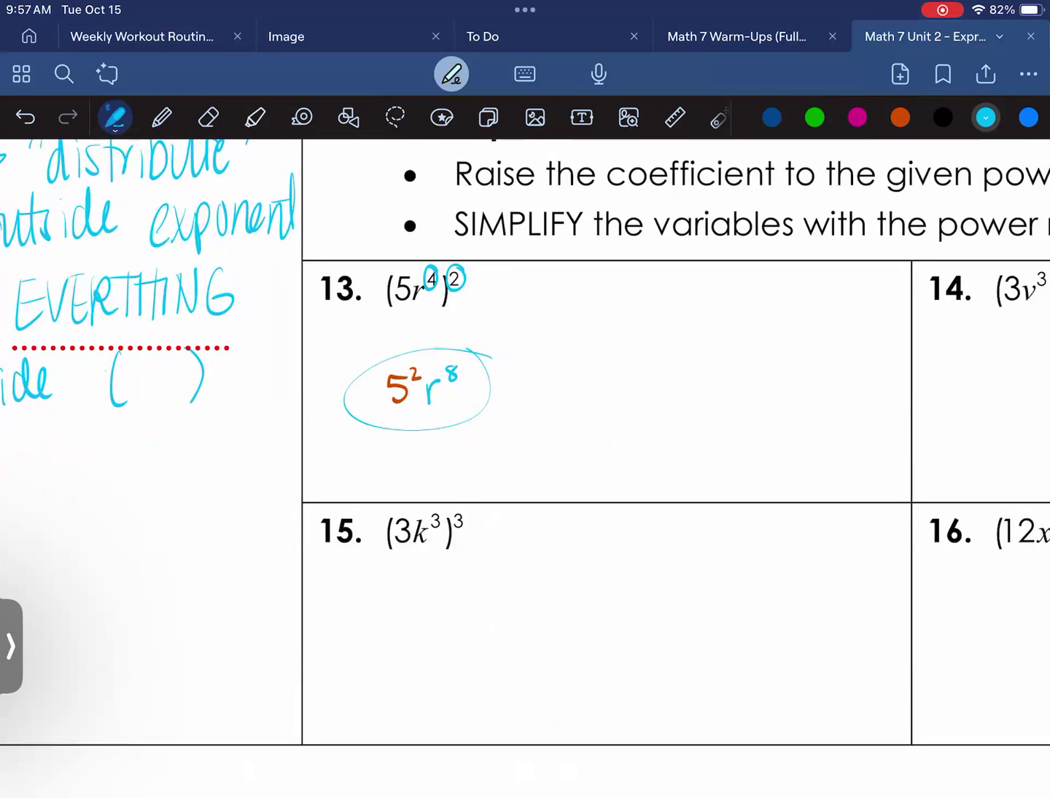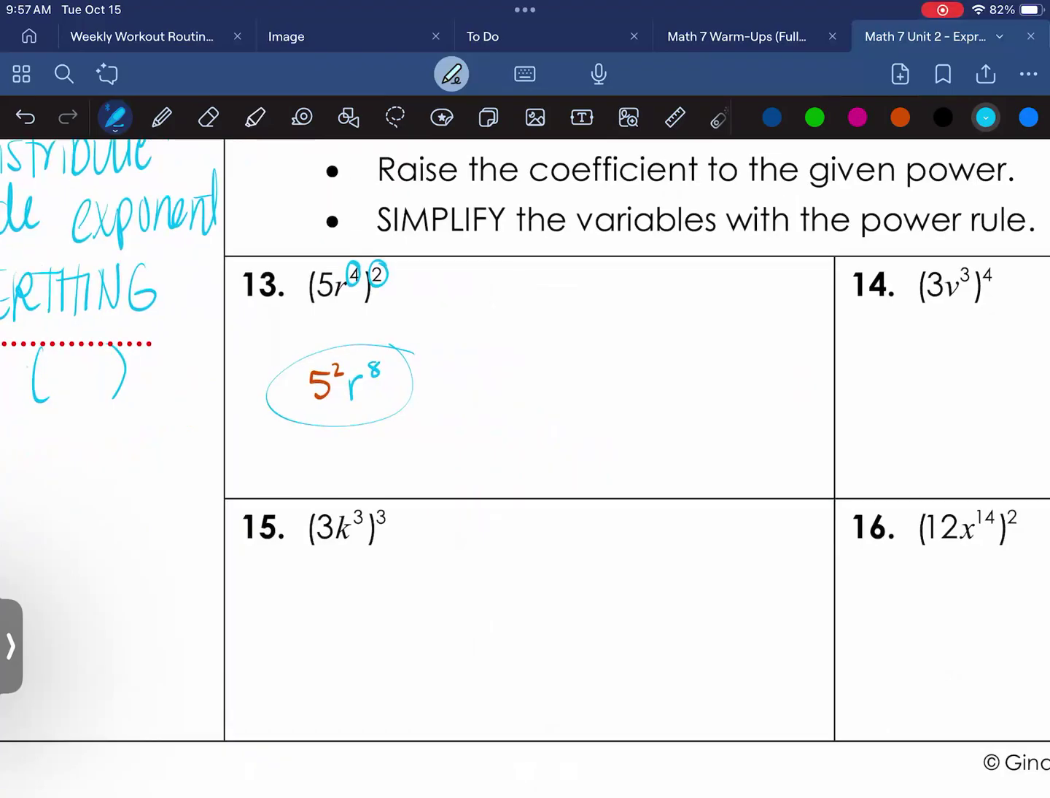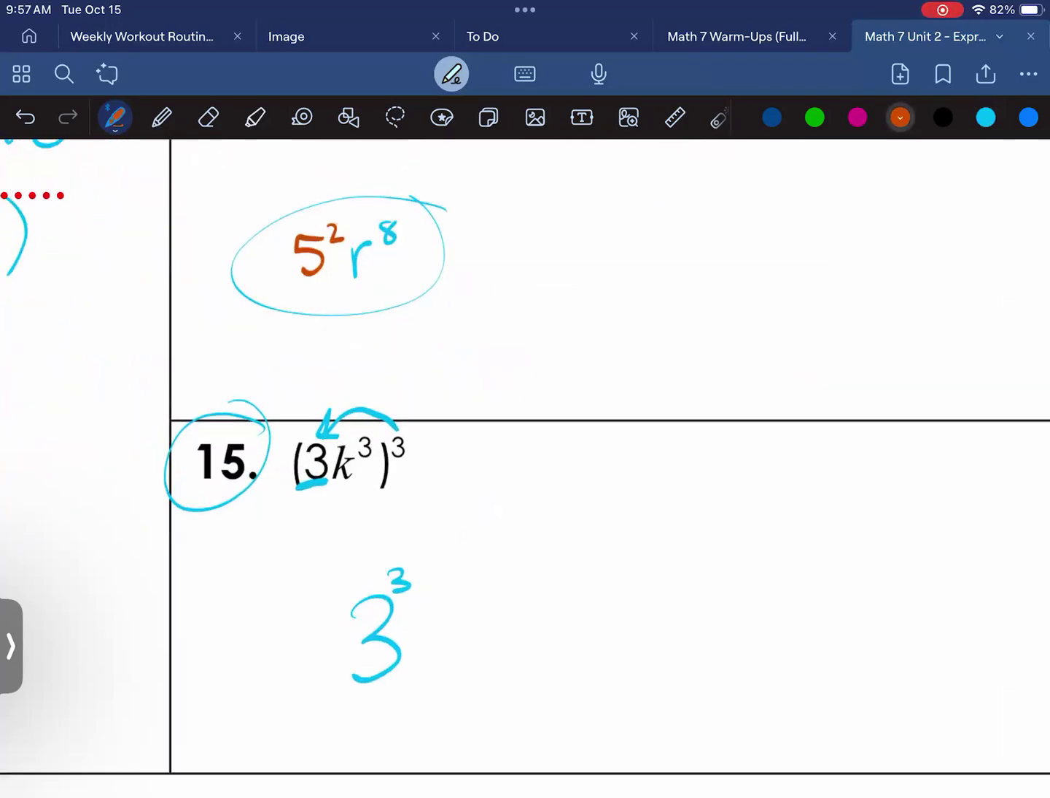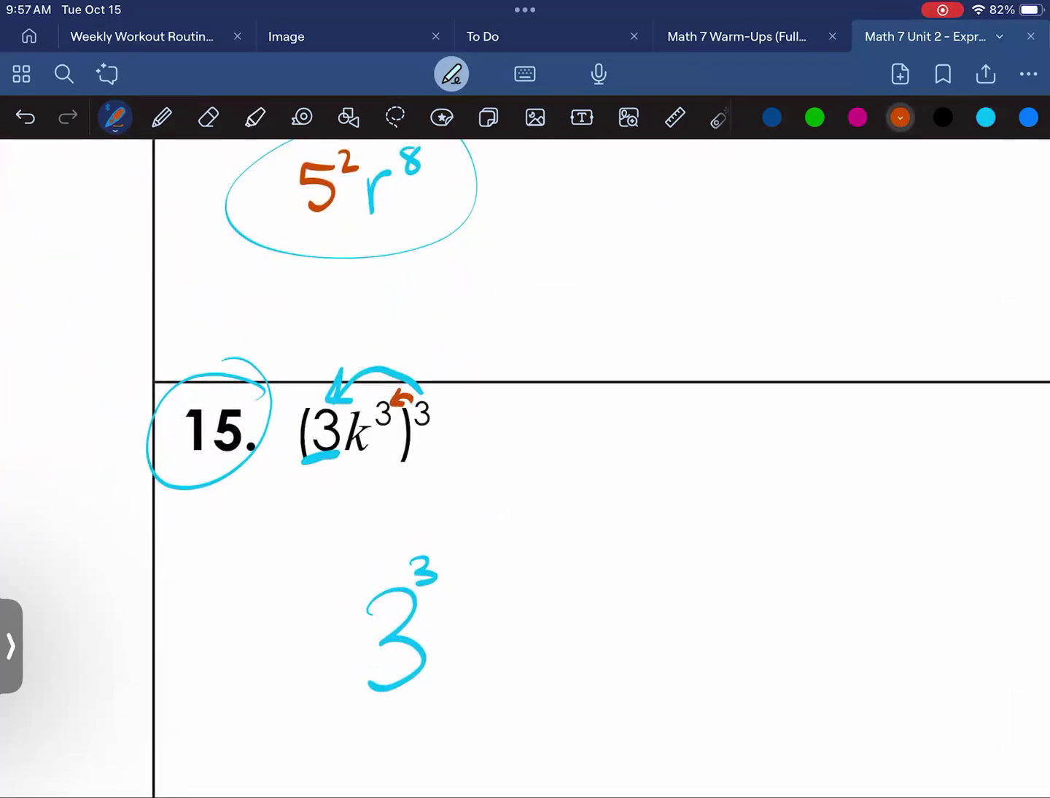Go ahead and just do number 15 on your own. So pause the video here. Okay, 15 on your own. Remember, so our base of 3, raise it to the 3rd power. And then also, we should have raised this to the 3rd power, which means we would do 3 times 3, and we get 9.